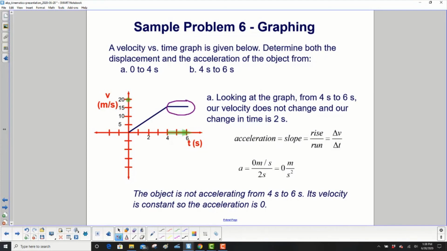Now we need the acceleration from 4 to 6. Well, first of all, what happens to the velocity? It stays the same. So a constant velocity means you have 0 acceleration. So let's just make sure it still works on our graph. We need the slope, which is the rise over run, change in velocity over time. Change in velocity is 0. It stays the same. Divided by 2, well, 0 divided by anything is going to be 0. So we're not accelerating from 4 to 6 seconds. The velocity is constant. The acceleration is 0.